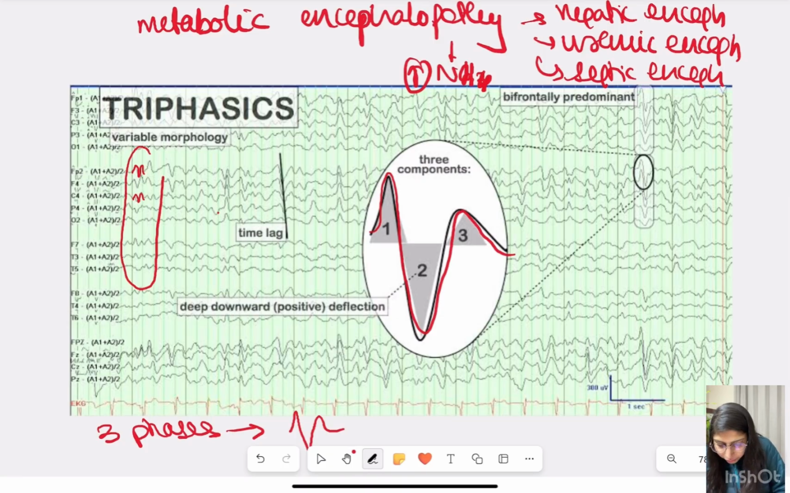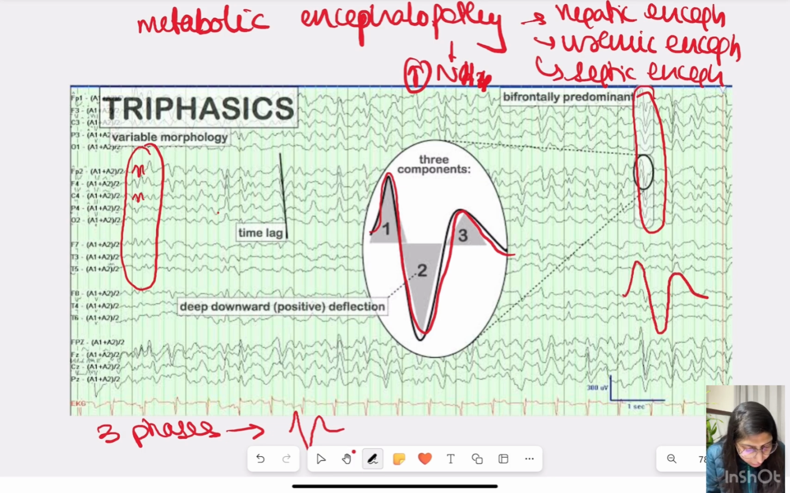See, these are good waveforms. These are good triphasic waveforms. You can try to remember these from here. Again, a negative, a positive, and then a slow negative. This is what a triphasic looks like.